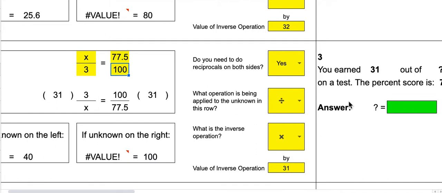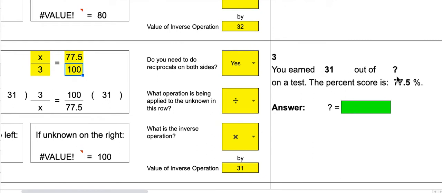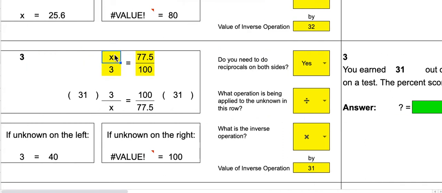Okay. Then it says I earned 31 out of question mark. Question mark is always going to be x. It's my unknown. 31 out of, so this is the part, this is the whole. So I got 31, and then the bottom is x. That's what the test is out of. Remember, it's always the part over the total or the part over the whole, and that's worth 77.5% out of 100. Okay, percent per 100.